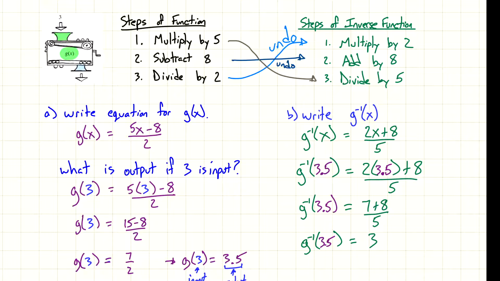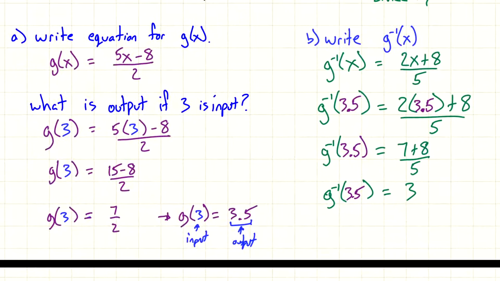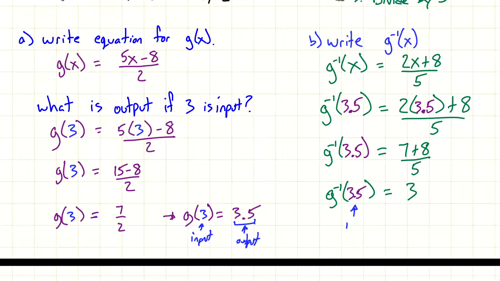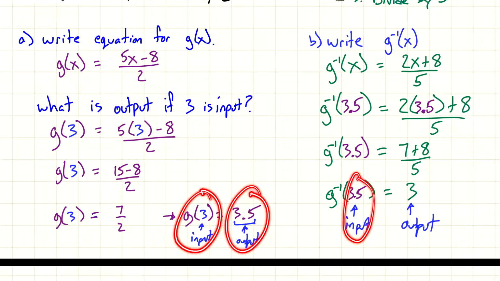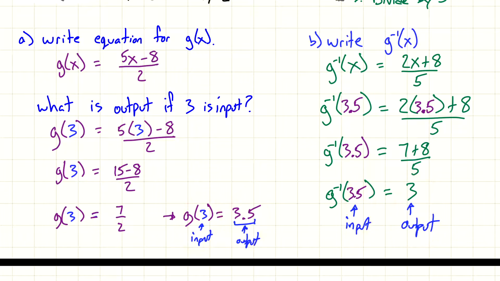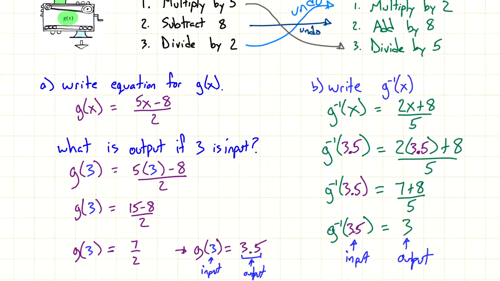All right, so now if you notice, this is our input, and here's our output. You'll notice the input and output match. They're the opposites. The input of 3 now becomes the output of 3, and the output of 3.5 was the input 3.5. So this means we've written an inverse function correctly.